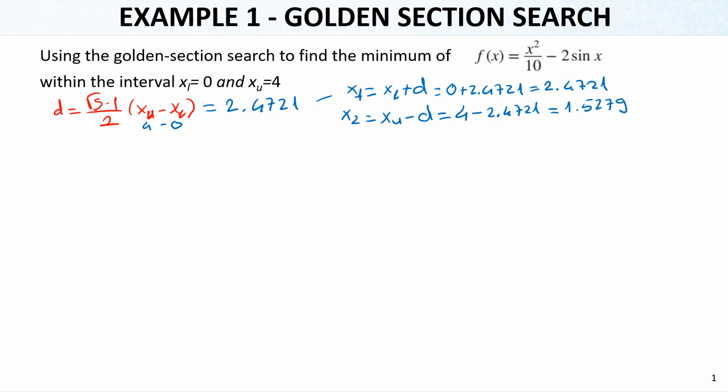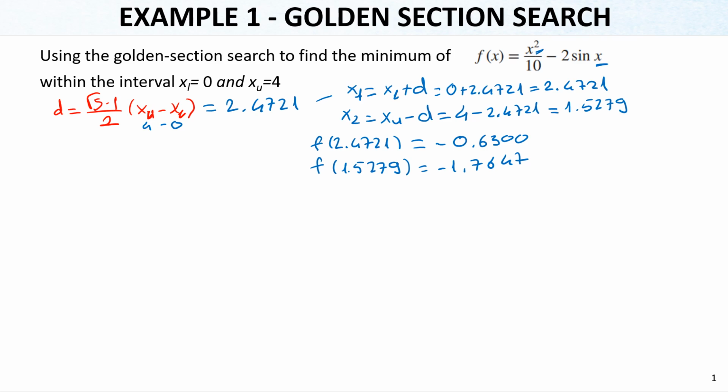So if we calculate f of 2.4721, if we write this into the function, the result is minus 0.63, and f of 1.5279 gives minus 1.7647. Actually, this is the opposite order, but these are fx1 and fx2.